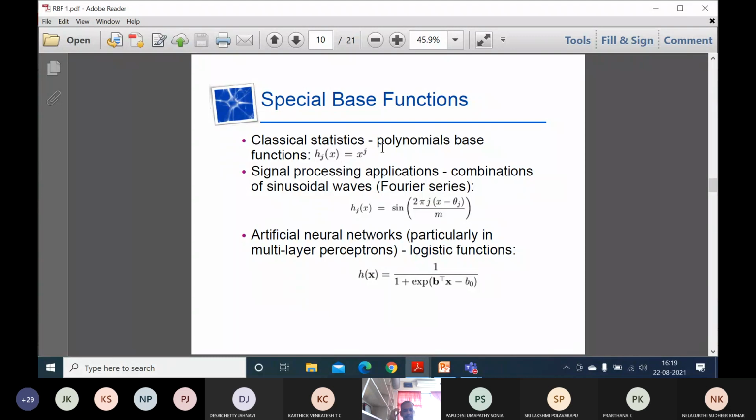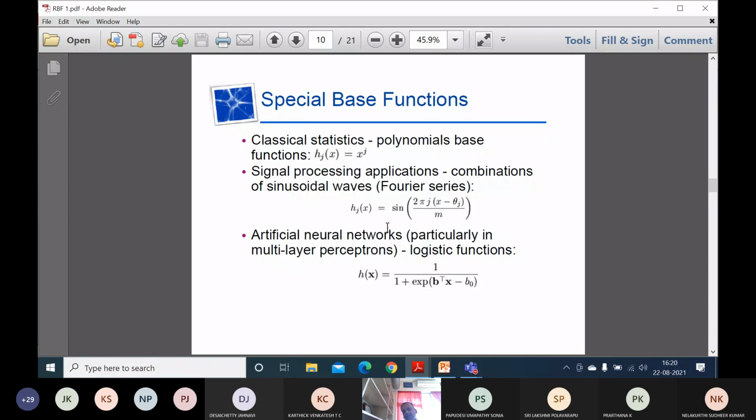Hj of x equal to x power j. Polynomial basis functions is hj of x equal to x power j. And next one is in signal processing applications, so we use combinations of sine waves, which is expressed as a Fourier series formula. So hj of x equal to sine of 2 pi j into x minus theta j divided by m.